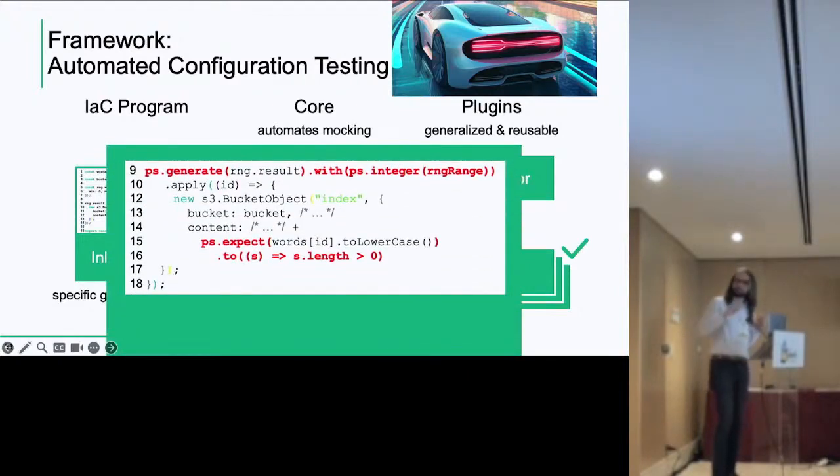So this is a small example snippet where in red we have these annotations. In line 9, for example, we annotated that the output from our random number generator should be generated with a ps.integer RNG range. That's an arbitrary range that we configured, where we basically override the test generation of our generalized plugin. Lines 15 and 16 are an example of an annotation for an additional oracle check. This is basically an additional check that looks at whether the content that we deploy on the index page is empty, or basically it ensures that it's non-empty.